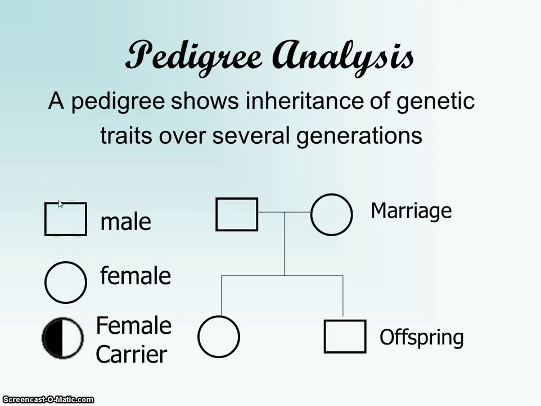A clear box or clear square is going to represent a male. A clear circle is going to be the female. If it's partly shaded, that's going to mean that you have a carrier, either a male or female. The lines that connect the male and female mean they are married. The vertical line that drops down from that, showing successive males or females connected to it, shows that those are their offspring. So make sure that you're good with those examples.